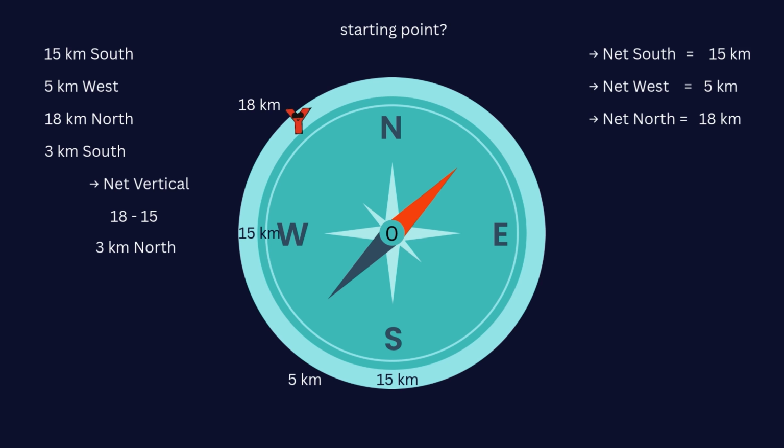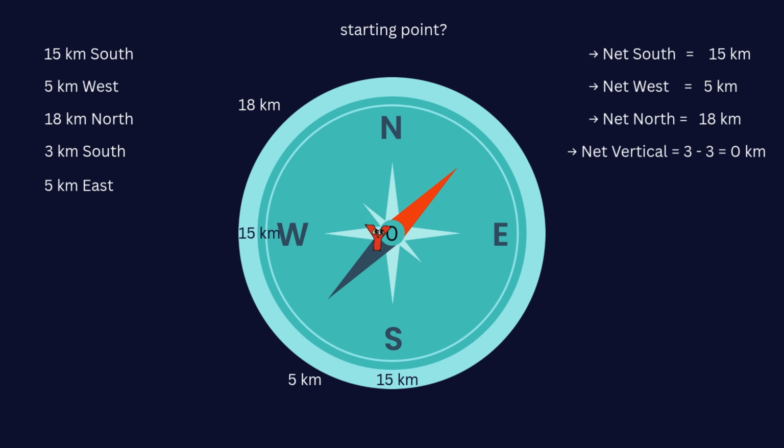Now he also traveled 3 kilometers south. So the net vertical would be 3 north minus 3 kilometers south. That would actually give me 0 kilometers. Finally, he traveled 5 kilometers due east. So his net east-west would be 5 east minus 5 west. That would give me a total distance of 0 kilometers.